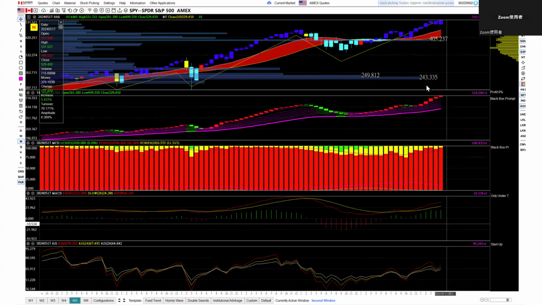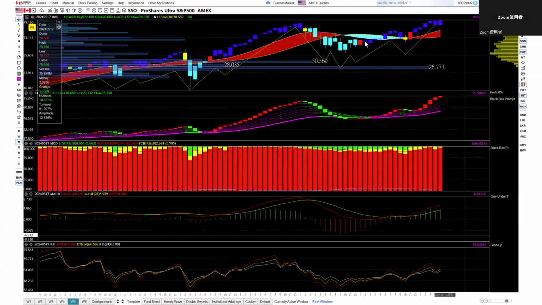For example, with SSO, my average right now is in the low 50s because I bought right around here, right? I've been just buying, and right now I'm really slowing down on buying. And right now the price is in the high 70s.